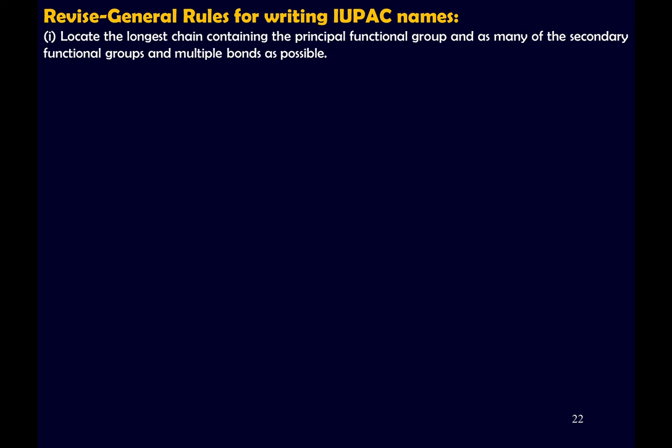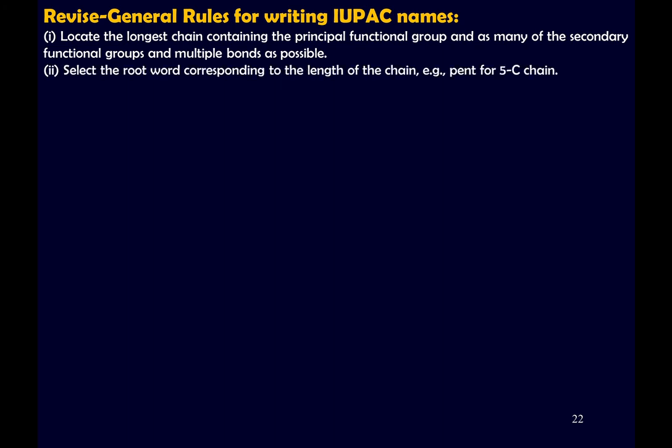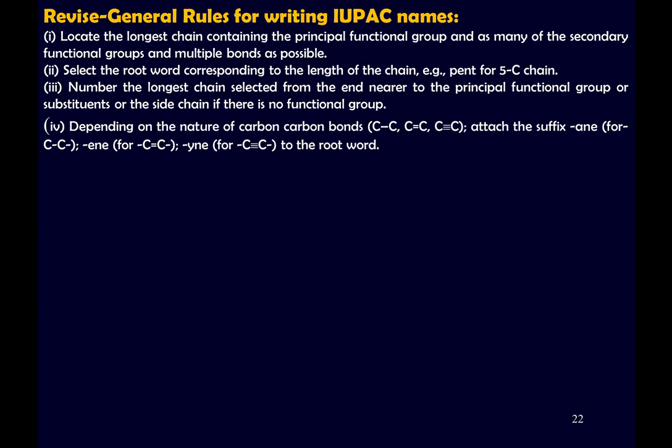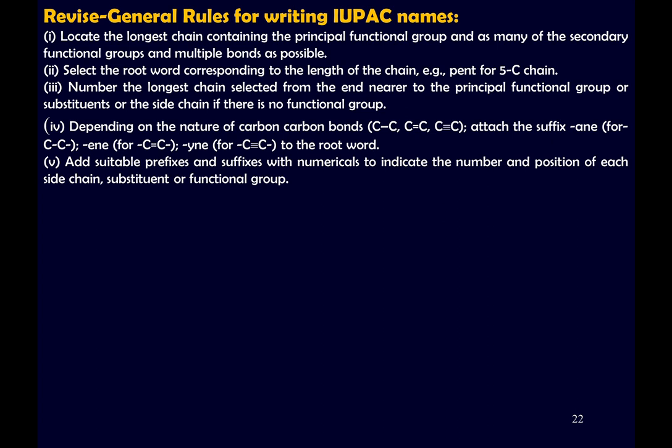If you revise the general rules for writing: locate the longest chain containing the principal functional group and accommodate as many of the secondary functional groups and multiple bonds. Select the root word corresponding to the length of the chain. Number the longest chain from the end nearer to the principal functional group, so that the primary as well as other things get the minimum total of the locants. Depending on the nature of the carbon bonds, you will give the suffix "-ane", "-ene", or "-yne" with the root word. Add suitable prefixes and suffixes with numericals to indicate the number and position, the locant, for these functional groups.